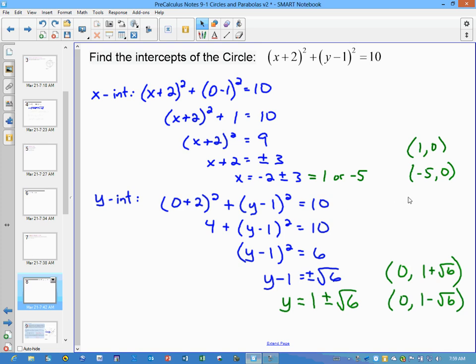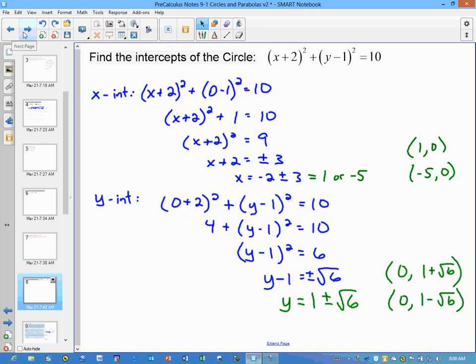So notice how sometimes you have 4 different intercepts with the circle. And we saw in the last example we had 3 different intercepts. And if you think about it geometrically, you could have no intercepts. You could have 1 intercept, 2 intercepts, 3 intercepts, or 4 intercepts.